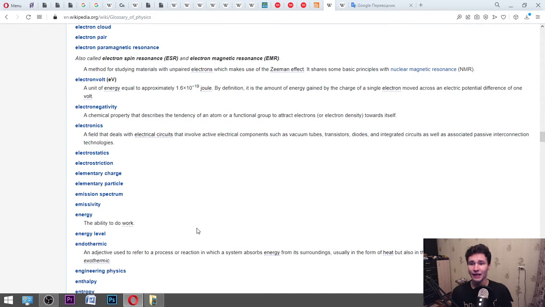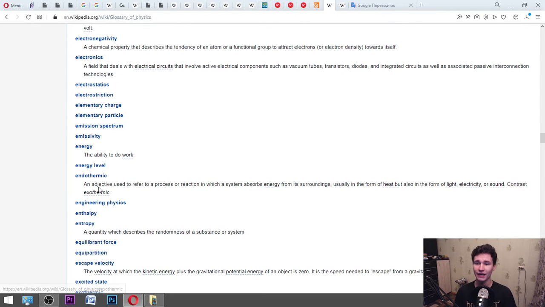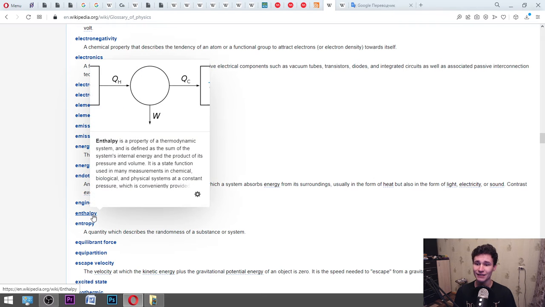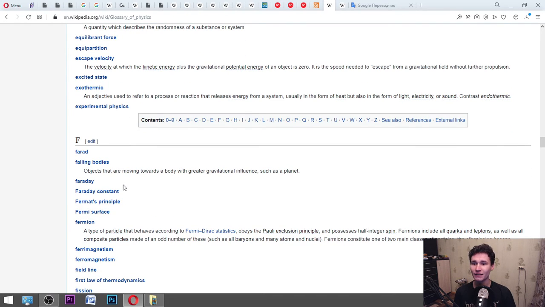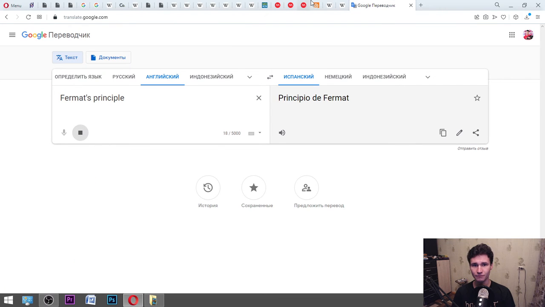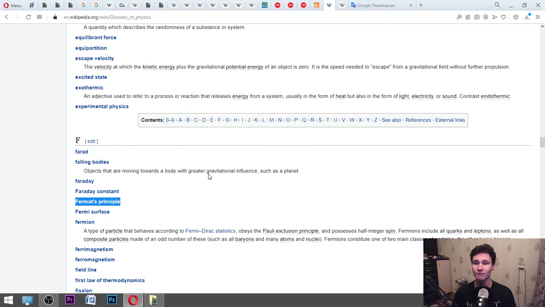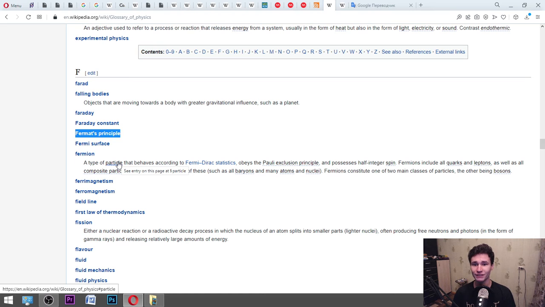Electronegativity, electronics, electrostatics, electrostriction, elementary charge, elementary particle, emission spectrum, emissivity, energy level, endothermic, engineering physics, enthalpy, entropy, equilibrium force, equipartition, escape velocity, excited states, exothermic, experimental physics, farad, falling bodies, Faraday constant, Fermat's principle, Fermi surface, fermion, Fermi-Dirac statistics.